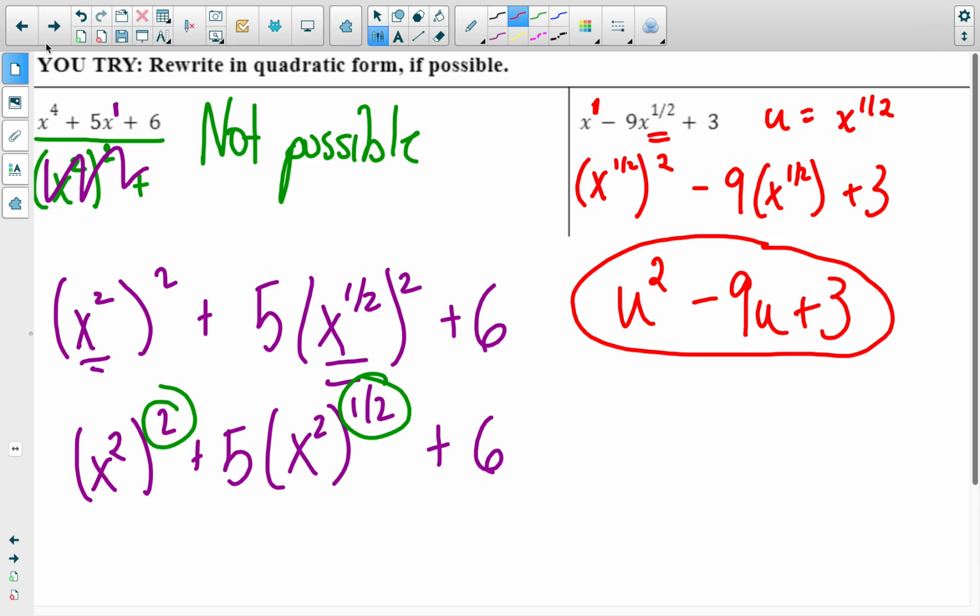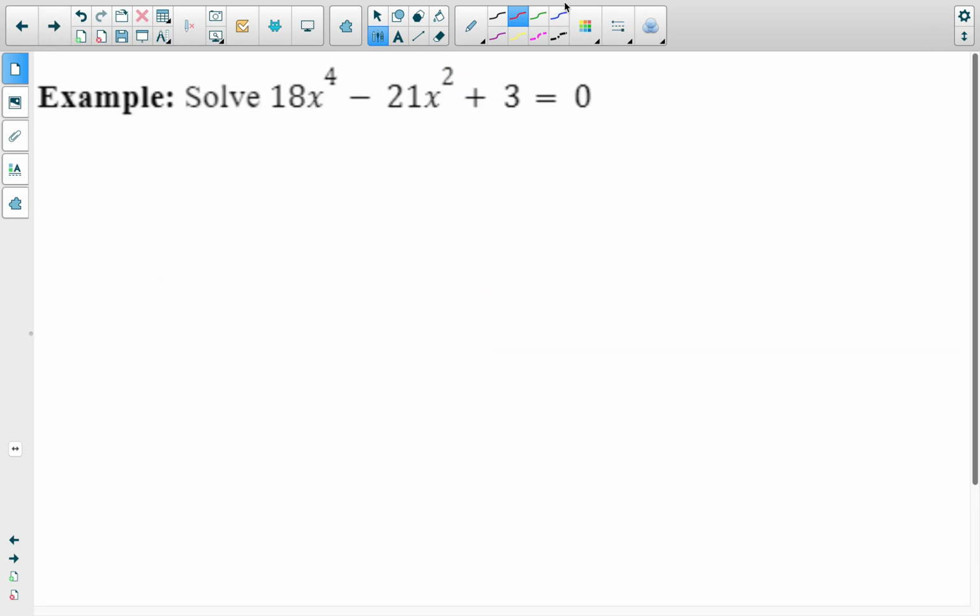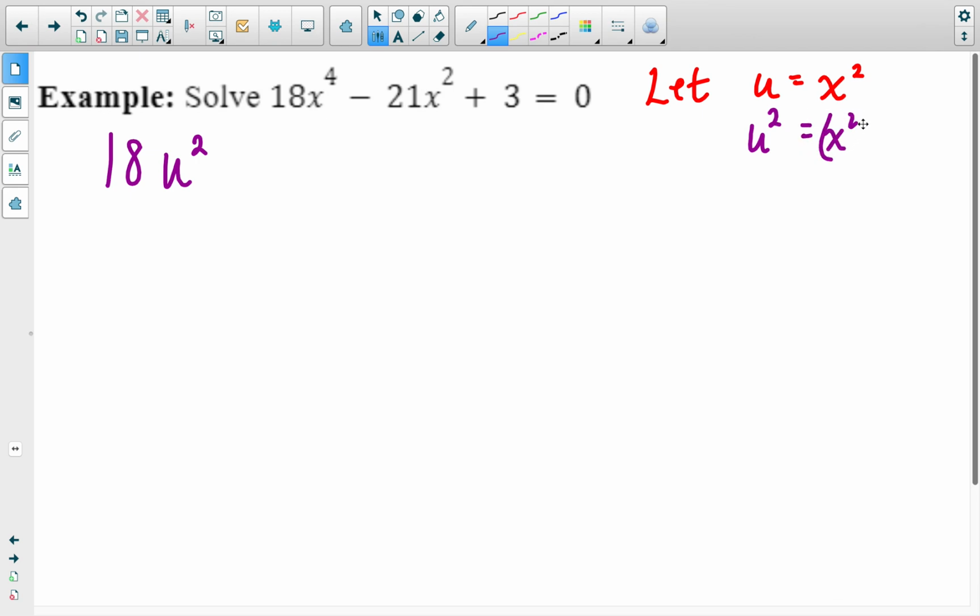We're going to try one problem like this to solve, just so that you can say that you've seen one before. We have our degrees, 4 and 2. We have a trinomial, so this is an equation in quadratic form. We're going to use u substitution. We're going to let u equal x squared, that variable there. That allows us to rewrite this as 18u squared, because this is like x squared squared, right? u squared would be x squared squared, which is x to the fourth, minus 21u plus 3 equals 0.